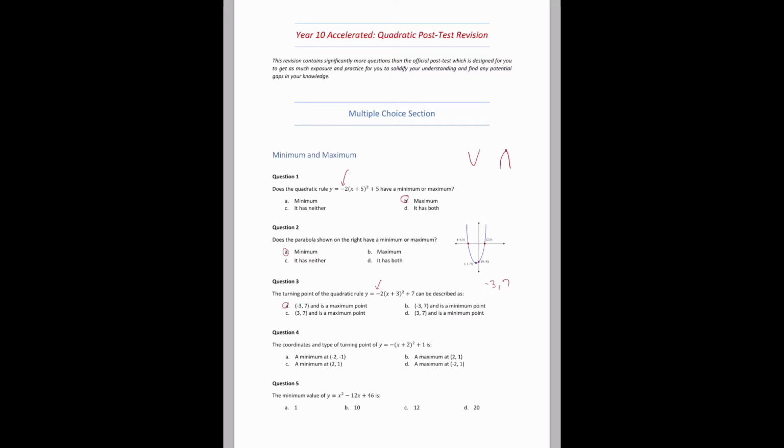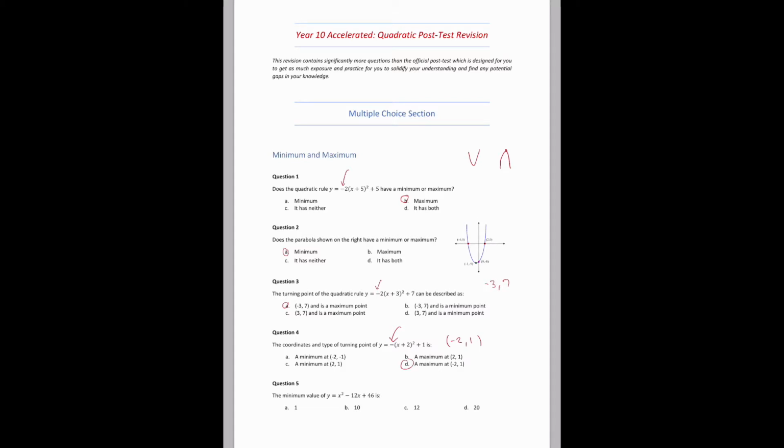For question 4, it reads, the coordinates and type of turning point of y is equal to negative (x plus 2) whole squared plus 1 is what? In this case, the turning point is going to be negative 2 and positive 1. And because they've got a negative value here again, therefore it's going to be a maximum. So therefore, the correct option is going to be D.